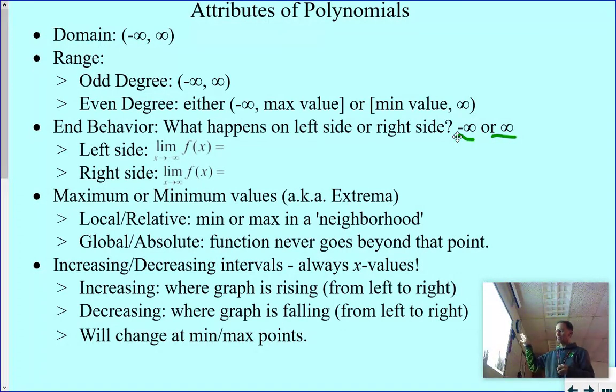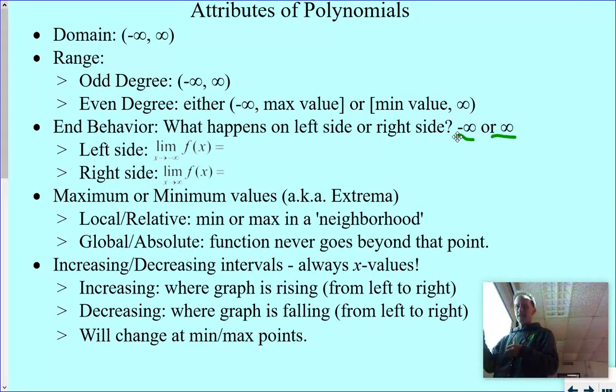And then the next attribute or characteristic are minimum and maximum values. It's exactly what it sounds like they are. But we do have a couple of different subcategories. We can talk about local or relative minimum or maximum values. That's what happens in a little neighborhood or an area. Or global or absolute minimum or maximum values. That's where the graph never gets above or below that point.